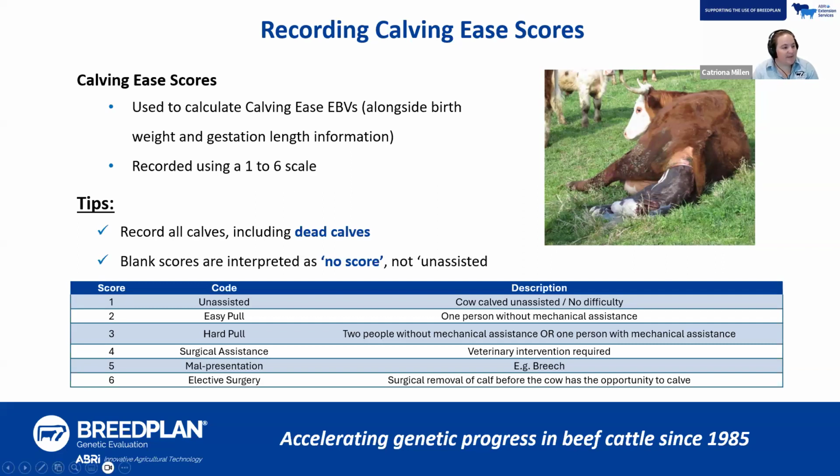So in terms of tips, once again, record all calves, including the dead calves. Those dead calves, particularly those that have been assisted, are very valuable for informing, once again, the parents and other relatives. And then if you don't put a calving difficulty score in and you just leave it as blank, that won't be interpreted as unassisted. That will be interpreted as no score. So if they are unassisted, make sure you put score 1 in there when you're submitting your rego details. That way they will be on file with a calving ease score.